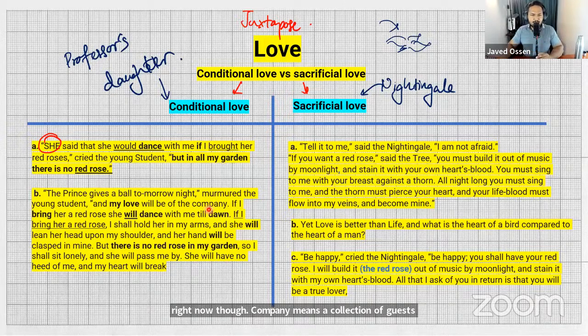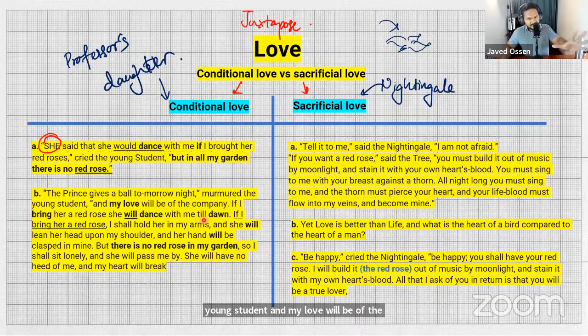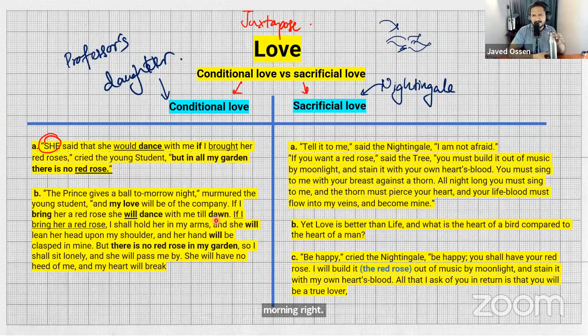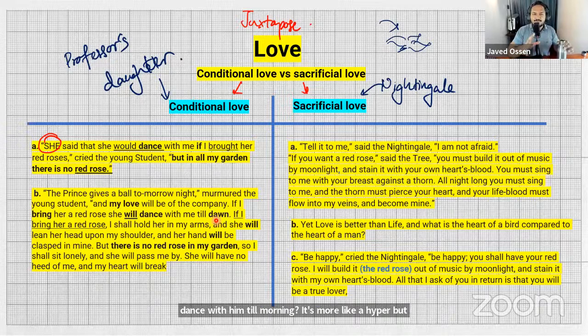"The prince gives a ball tomorrow night," murmured the young student, "and my love will be of the company. If I bring her a red rose, she will dance with me till dawn." What is dawn, by the way? Dawn means morning, right? She will dance with me till morning. Will she really dance with him till morning? It's more like a hyperbolic statement, right? And don't worry if you can't understand these techniques. The more you learn literature, the easier these techniques will become. Exactly. Exaggeration, hyperbole. Hyperbole is the real name of the technique. So it's a hyperbolic statement. She will dance with me till dawn.